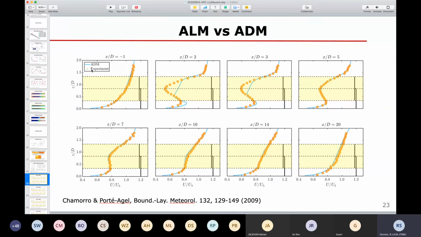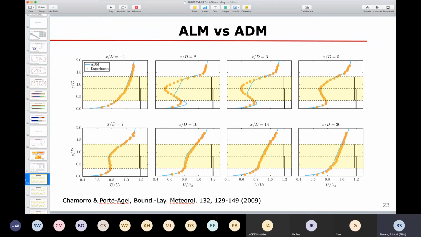The data points here are giving the experimental data points that we take from this experimental paper over here. And the blue line over here is giving the actuator disk model results, showing that, again, we capture the downstream dynamics accurately. The near wake is not captured so accurately with this actuator disk model approach. And this has two reasons. It has to do with using the actuator disk model instead of the actuator line model. And what we saw before is that we need to incorporate the turbine nacelle and tower in there.